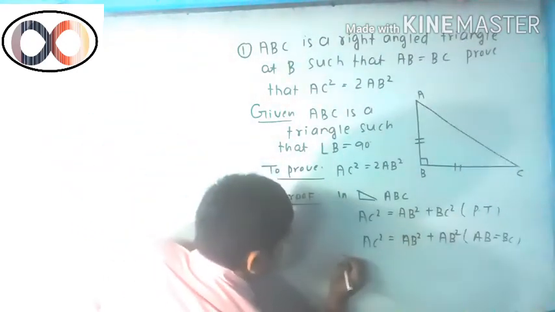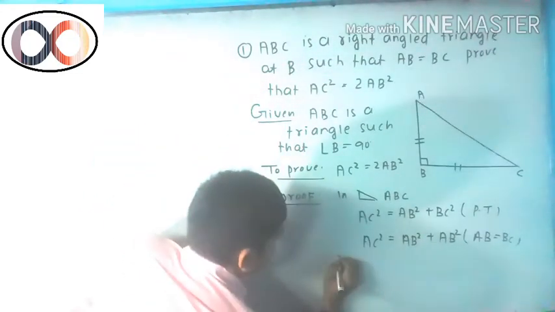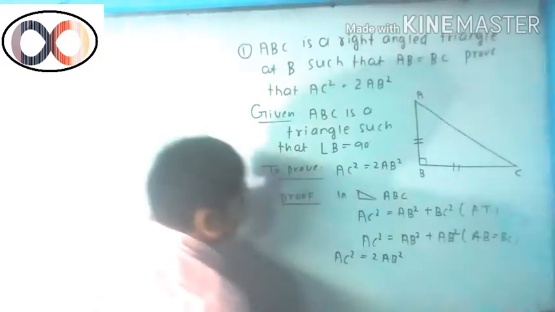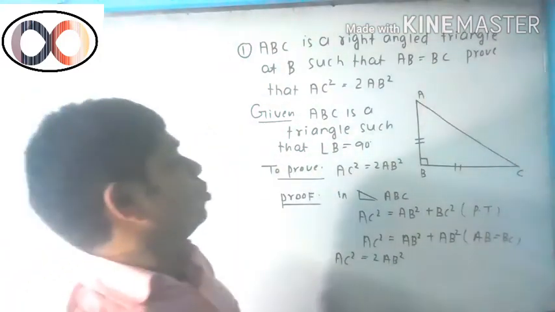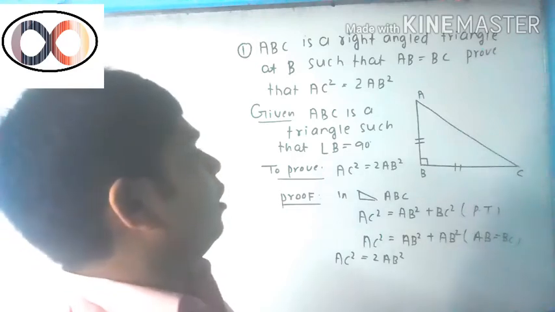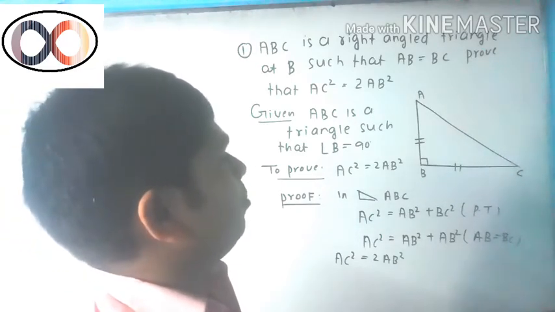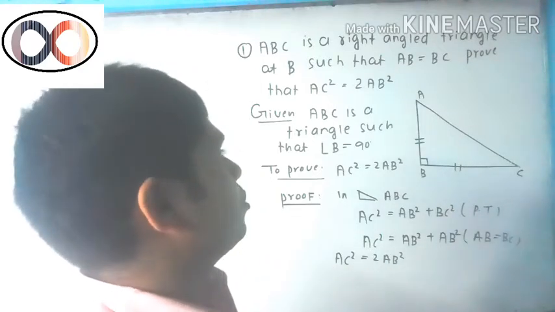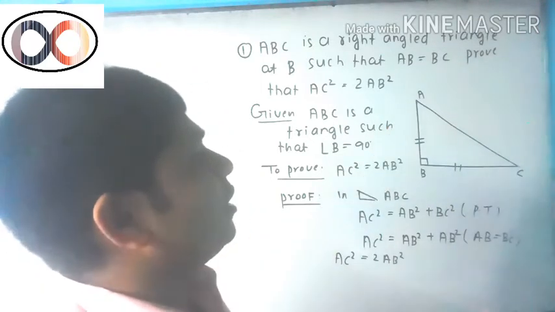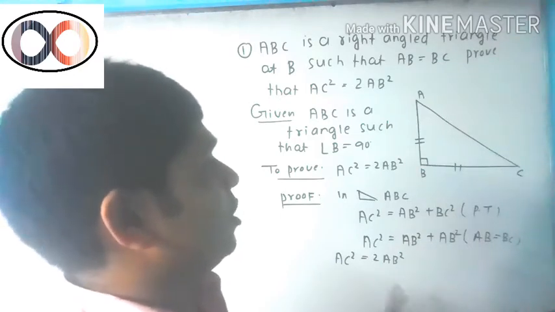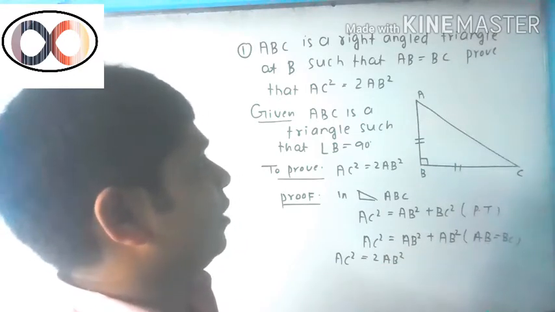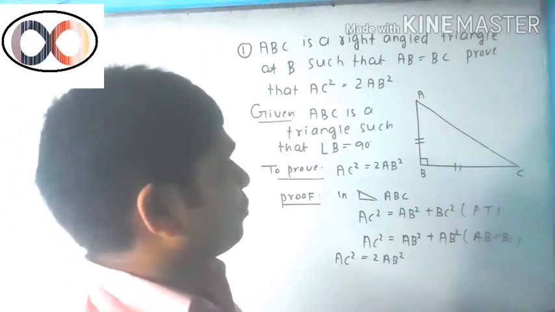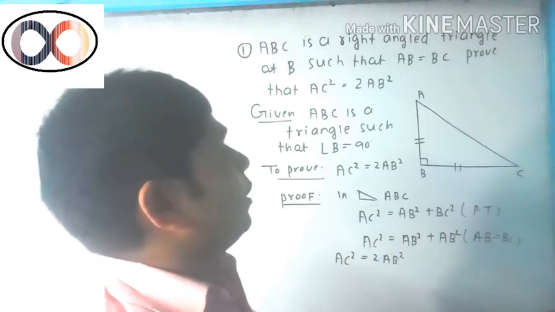So we can write here AC square equals 2AB square. That is what we needed to prove, students. We applied the Pythagoras theorem and proved AC square equals twice the AB square, because this is a right angle triangle, but it is also an isosceles triangle since the two sides are equal. You should always keep this in your mind.